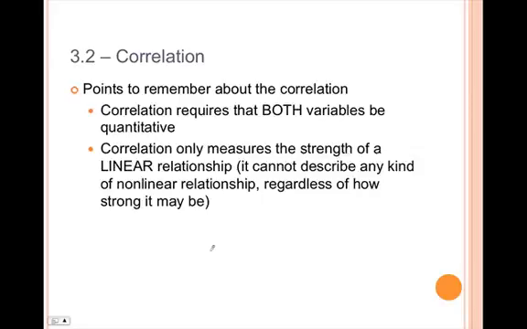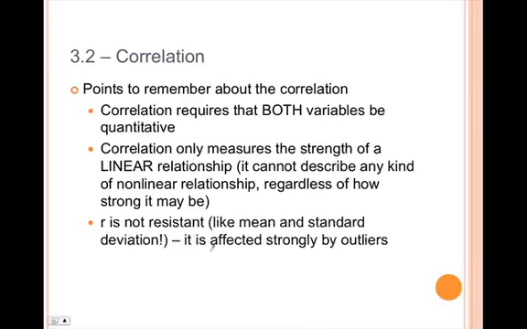Correlation only measures the strength of a linear relationship. We cannot use it to describe a nonlinear relationship regardless of how strong it is. So if I have this beautiful, perfect curve, correlation is not going to tell me anything useful. I can calculate it, but it's not going to mean anything. The correlation is not resistant, similarly to mean and standard deviation. In fact, correlation is calculated from means and standard deviations. So if I have outliers, the correlation is going to be affected.